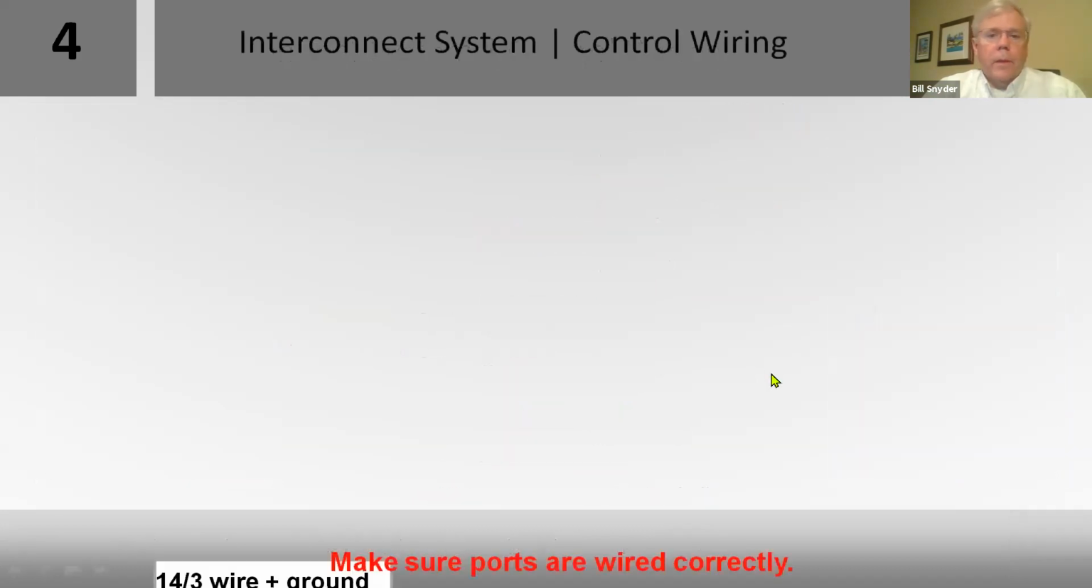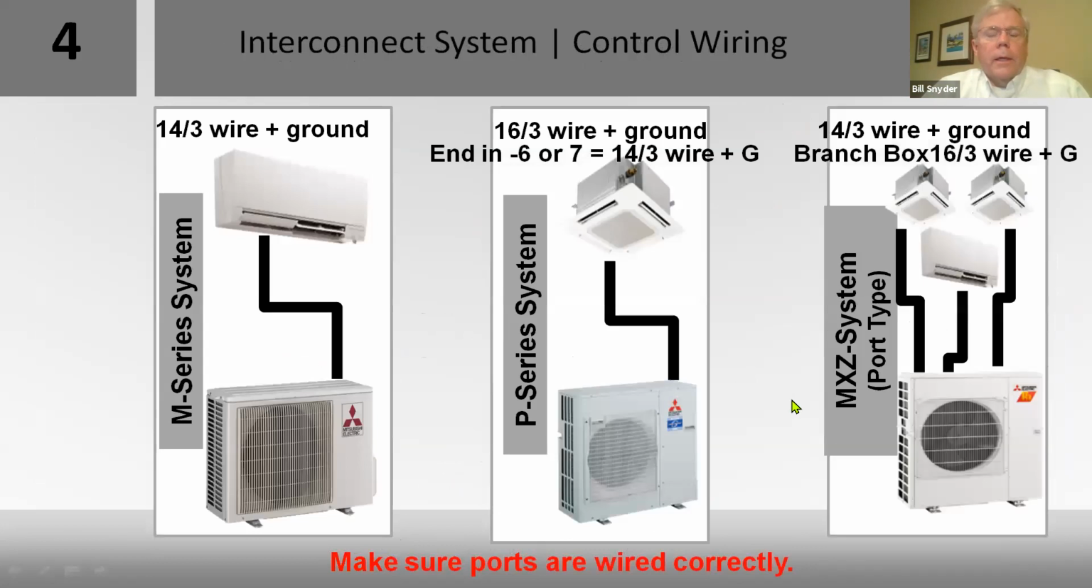Okay, so the wiring. The typical M series 1-to-1 unit is 14 gauge wire. You've got 16-3 ground wire. If it ends in a 6 or 7, then it goes to a 14 gauge wire. But otherwise, if it doesn't end in a 6 or 7, it is a 16 gauge wire. And on the branch boxes, you've got 14 gauge. These are the ported type.